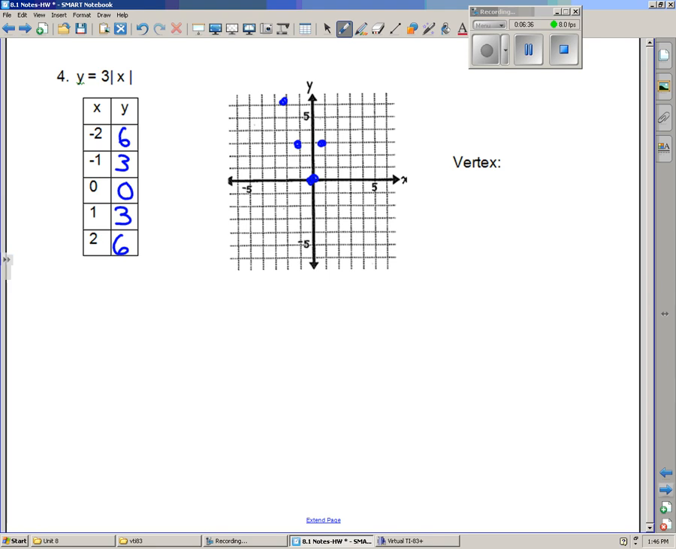1, 3, 2, 6. This particular V got more narrow when we multiplied it by something. The vertex went back to the origin. Let's try this next one.